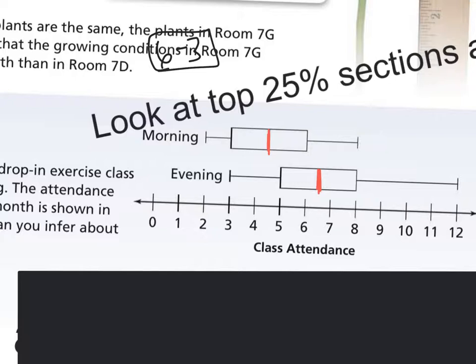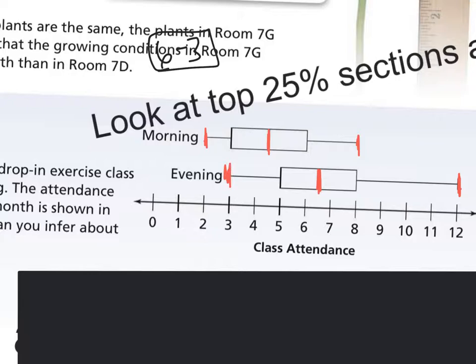Which class had the highest number of attendees at one point anyway? Evening, good. Evening, the most they had was 12 people. Highest the morning ever had was 8 people. Okay? What about the fewest numbers for each of the classes? Okay? Morning had the fewest overall. 2 people versus 3 people.